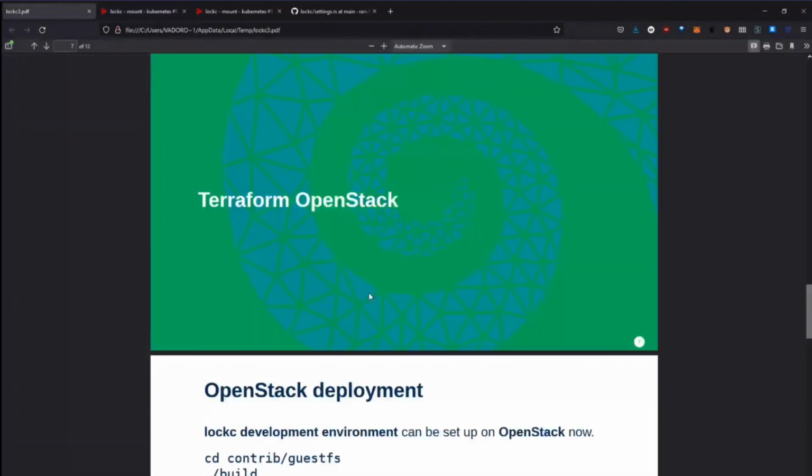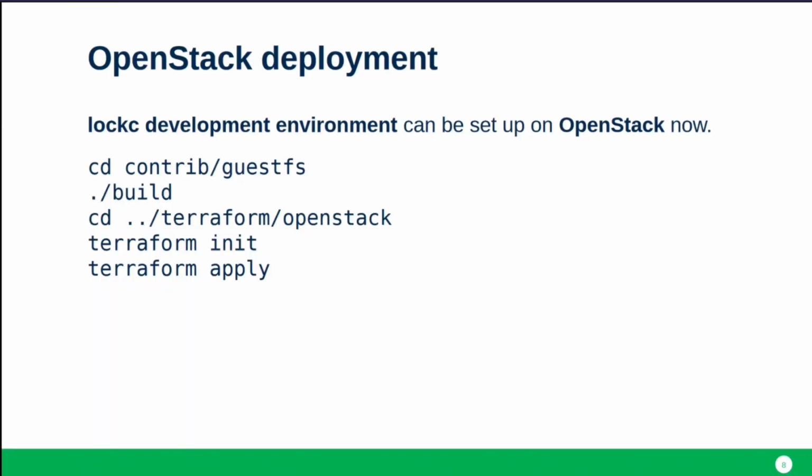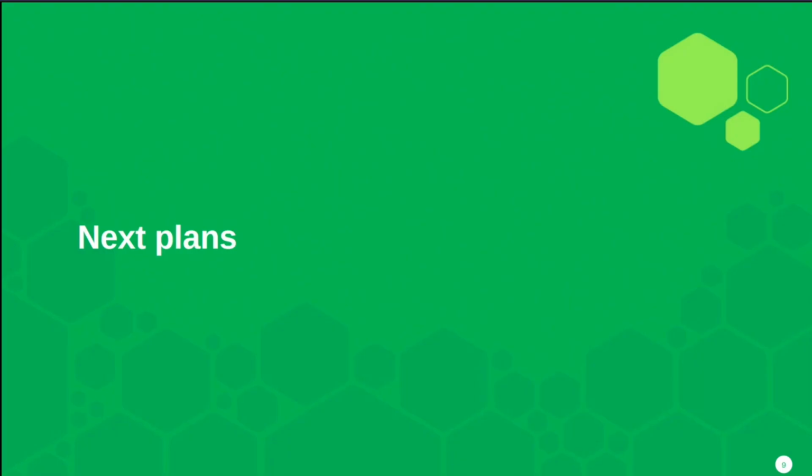Going back to the presentation, one of the things on which Michał Jura works, because he loves OpenStack and he wasn't happy about developing lockc locally, is that he came up with Terraform files for OpenStack. It's pretty straightforward to use. You just build the base QCOW image with guestfs, with our script leveraging guestfs, and then you apply.